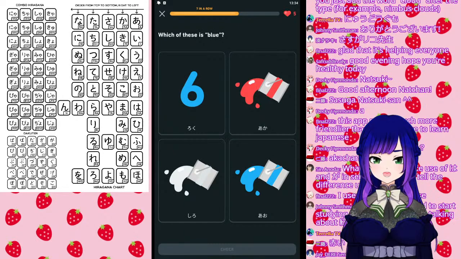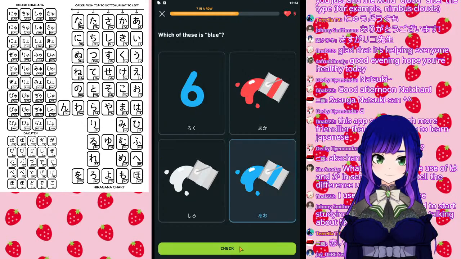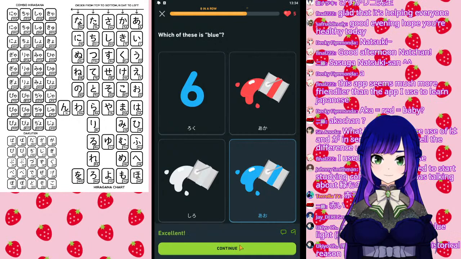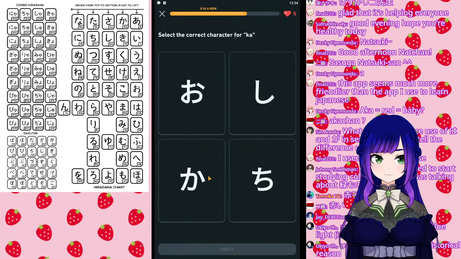Red baby will be akai akachan. Which of these is blue? Top left: 赤, 白, 青. 青 is this one. Oh, it's due to historical reasons. Yeah, we say blue light in Japan, not green light. Top left: お, し, か, ち. It's か.